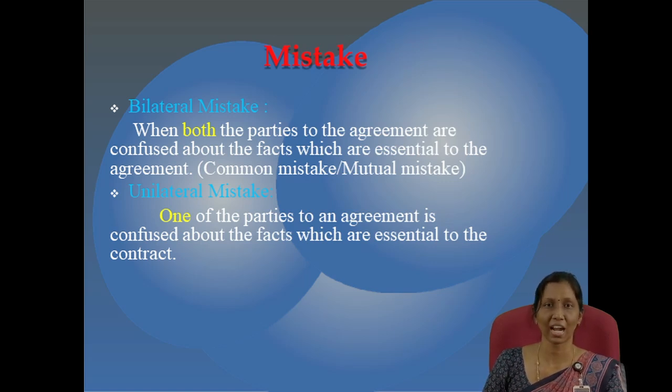Another one is unilateral mistake, where only one side, either the promisor or the promisee, made the mistake. If one of the parties to an agreement made a mistake, we can say it is a unilateral mistake. So these are not considered in free consent.